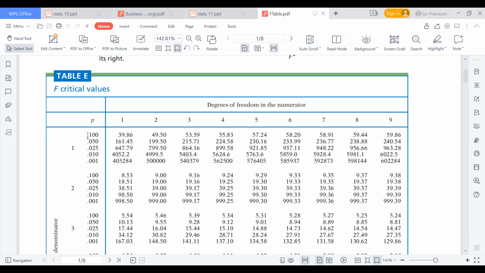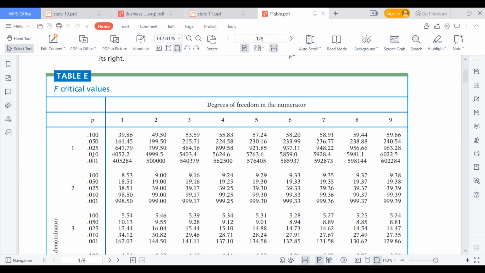So if one of your tails is 0.1, this is it. If it is 0.05, this is it. If it is 0.025, this is it. If it's 0.010, this is it. And if it's 0.0010, that's that. Let me go over again. What I said was that if one of your tails is 0.1, you read it from the first line. If one of your tails is 0.05, you read it from the second line. If one of your tails is 0.025, you read it from the third line. If one of your tails is 0.010, you read it from the fourth line.